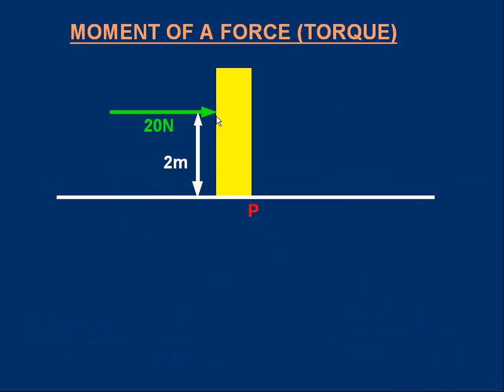Let's add the line of action in, and of course if this force of 20 newtons is horizontal, the line of action is horizontal, so the height of the line of action is also 2 meters, fairly obvious. How do I work out the moment, the turning effect of this force about point P? And it's a very simple calculation.